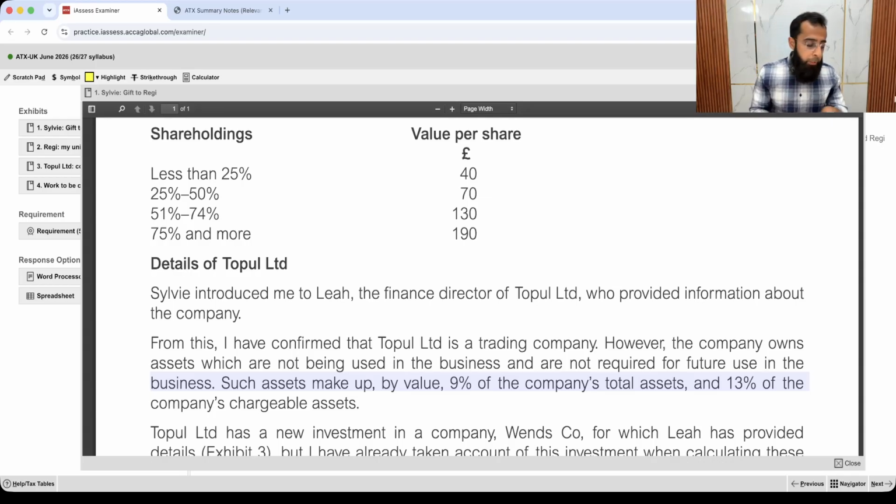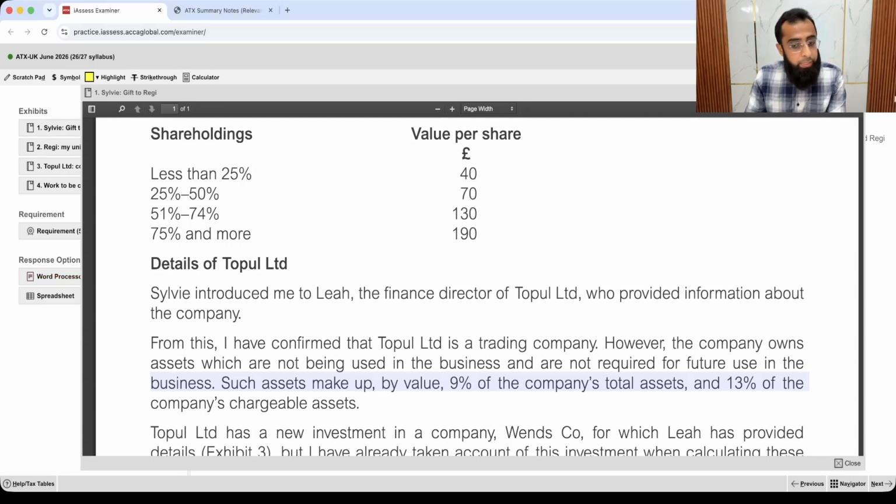So what is the difference between total assets and chargeable assets? Chargeable assets means those on which CGT will apply, because CGT is exempted on some assets, like motor vehicles, cash, inventory and receivables. So in CGT, we look at the chargeable assets of the business. From chargeable assets, 13% were non-business, which were not required for the business. In IHT, we look at the total assets. So from total assets, 9% was non-business.